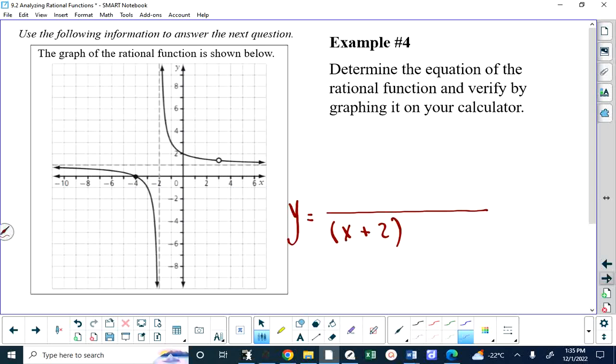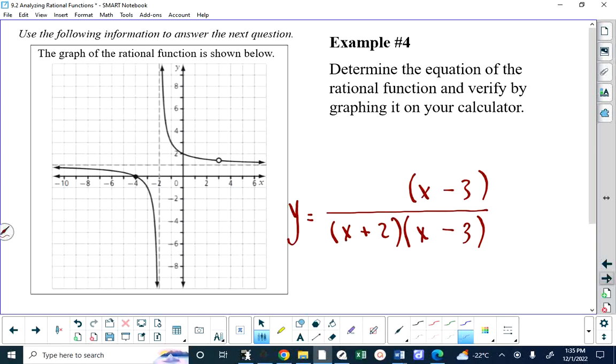I see there is a hole at x equals 3, which means there's a non-permissible value of x at 3, so x is not allowed to be 3. The only way that makes sense is if there's an x minus 3 in the denominator. Why do I know there is also an x minus 3 in the numerator? Grace? Because they have to cancel in order for it to make a hole. Right. The factor that produces the hole has to cancel with an identical factor on the top.